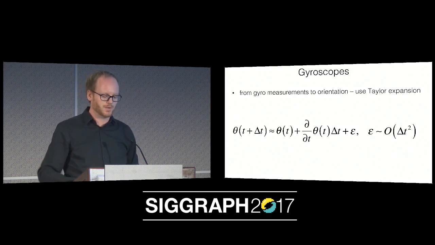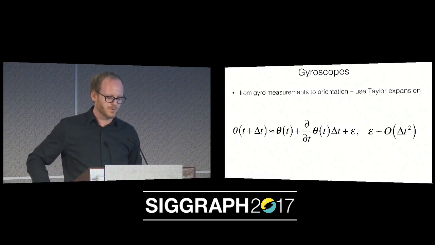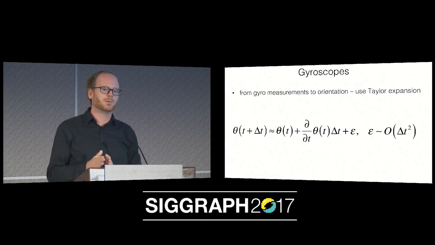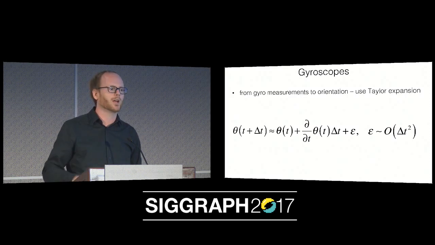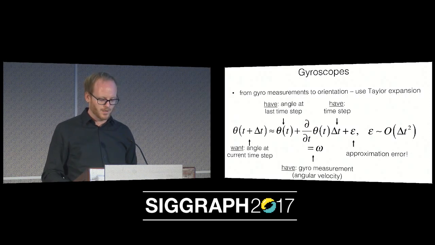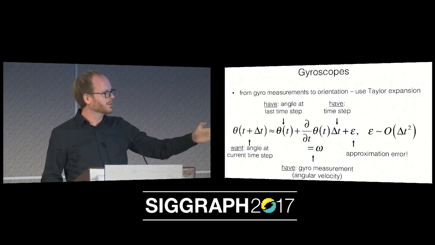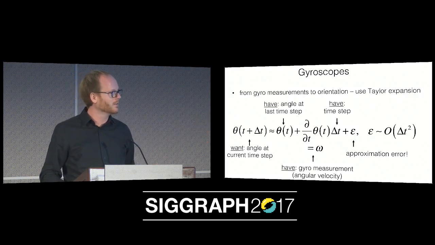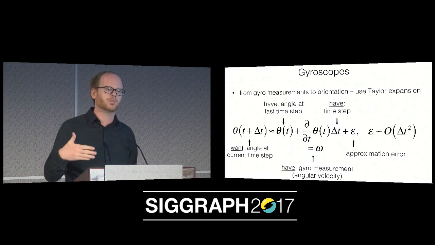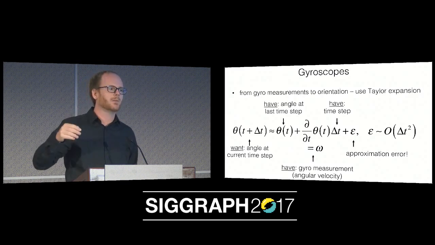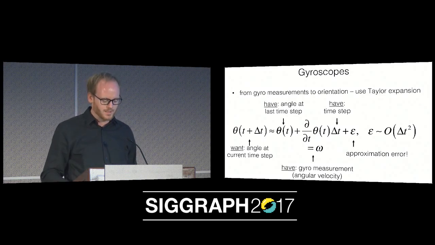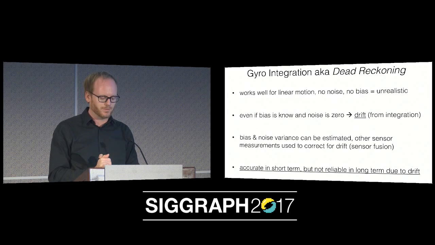There's some error term because this is a truncated Taylor expansion, so depending on the time step in between the measurements, you're going to be drifting away from your actual measurements. Right? So the quantity we want to track is the actual angle. The measurement that we have is the angular velocity, and we can use the microcontroller or whatever device we're using to pull these measurements to also measure the time step in between individual measurements. But there's always going to be some approximation error here. So that's something that we can't get rid of.